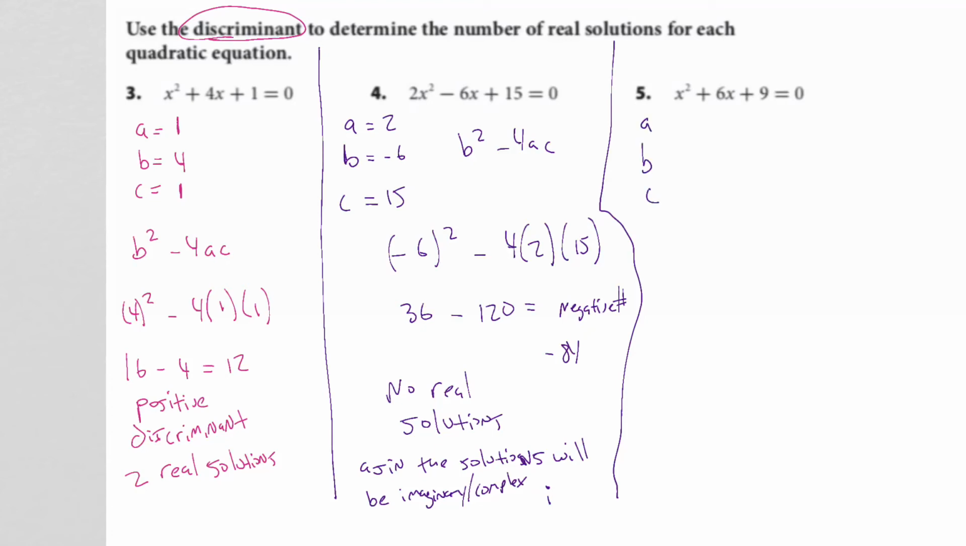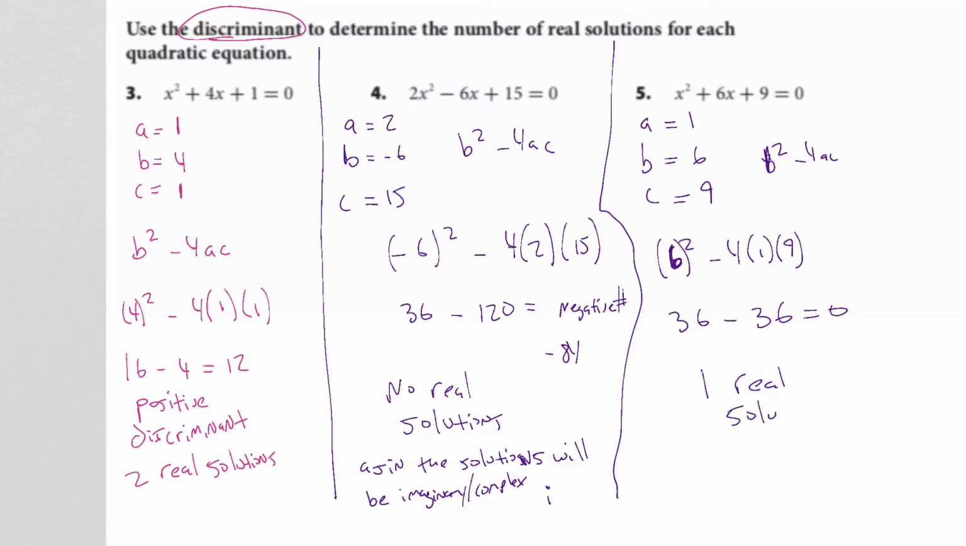A, B, C. A is 1, B is 6, C is 9. Same formula, b squared minus 4ac. So what is b squared? That's basically 6 squared. And fortunately, my 6's and b's look the same. It's b squared minus 4ac, the formula for the discriminant. So you have 36 minus 36 equals 0. When this happens, there is one real solution.